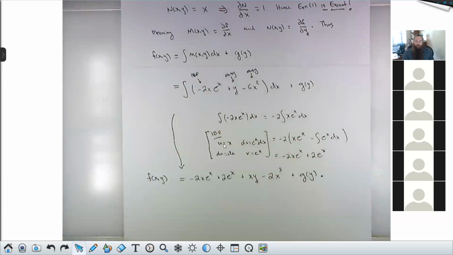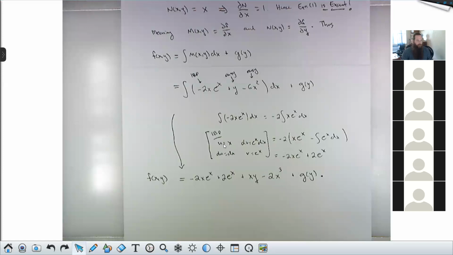The first big step is to integrate m with respect to x. And that gives you the function f, which is the main thing we're looking for. Remember, the solutions to an exact differential equation are the level curves of f. What do I do next? Take the derivative of f with respect to y.